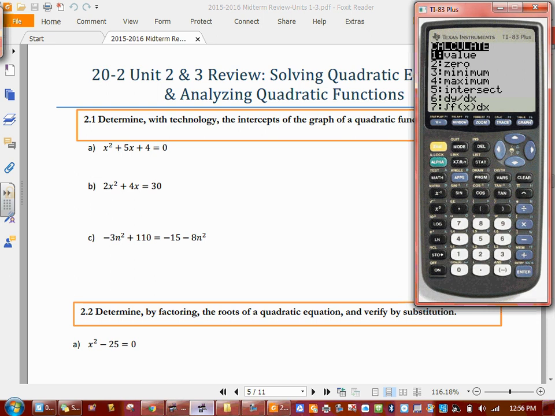Number 5. Now, in order for number 5 to work, I need two equations. So I need to go into my y equals. Do I see two equations? No. What should you always put in the y equals to find an x-intercept? 0, because on that x line, y is 0. So on y2, we put a 0. Now we've got two lines.